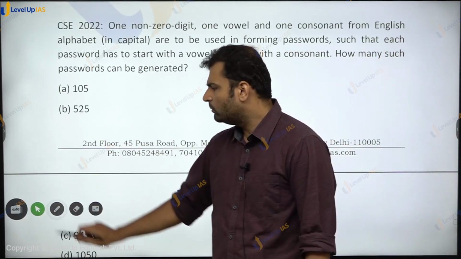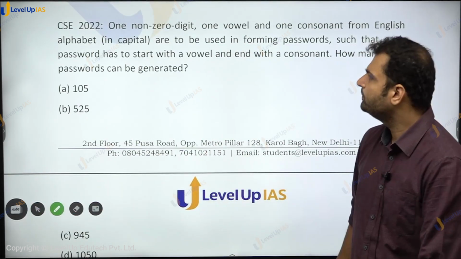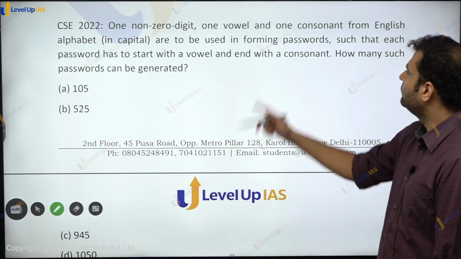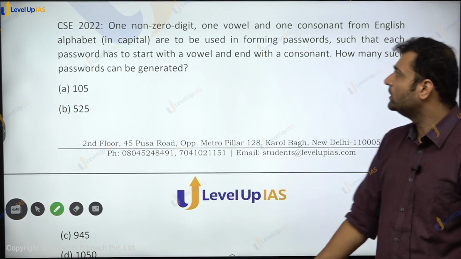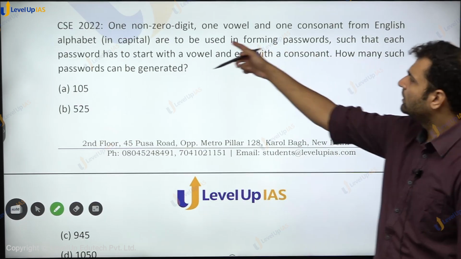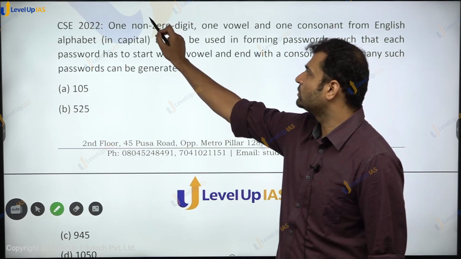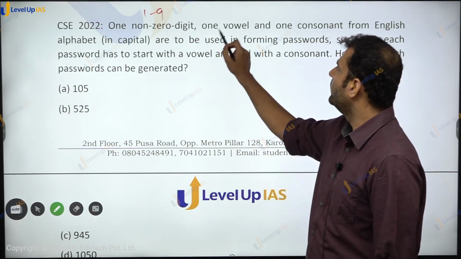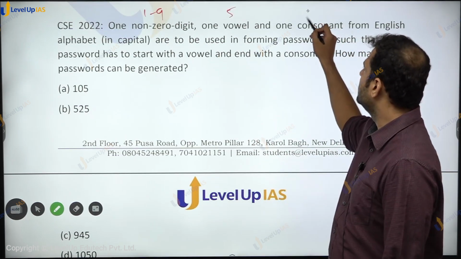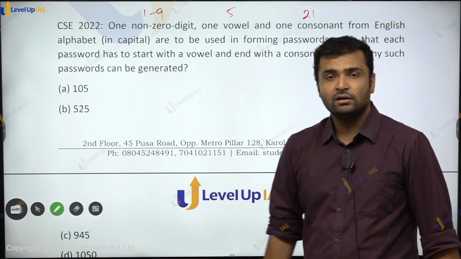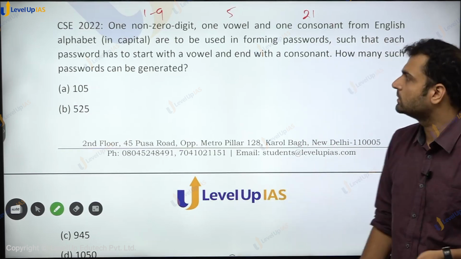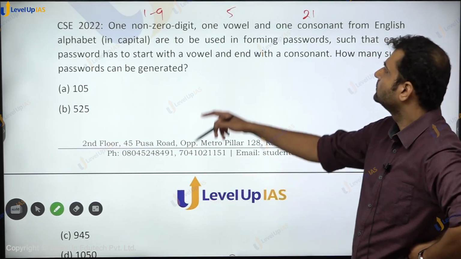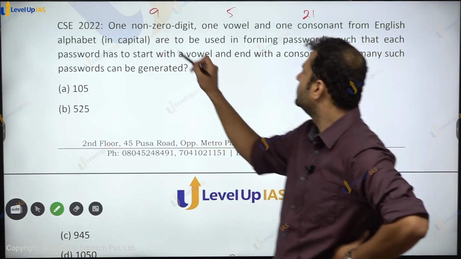Next, again, simple multiplication principle question. One non-zero digit, one vowel, and one consonant from English alphabet in capital are to be used in forming password. Non-zero digit. How many non-zero digits are there? 1 to 9. Vowels, 5 vowels. Consonants. I hope you know what consonants are. All those letters which are not vowels are called consonants. So these are 9 digits.